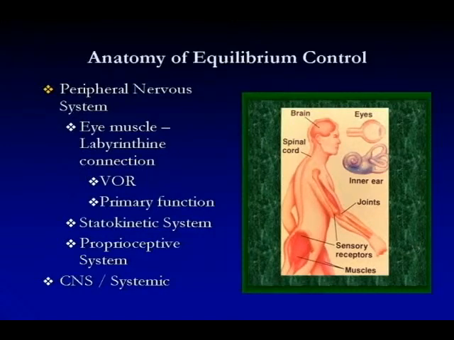The statokinetic system is the labyrinth. That's the two portions of the labyrinth. One of them is for linear motion, the saccule and the utricle, and the other is the ampulla, which is the sensation of turning. And so we end up living in 3 dimensions. You have to have all 3 functioning.